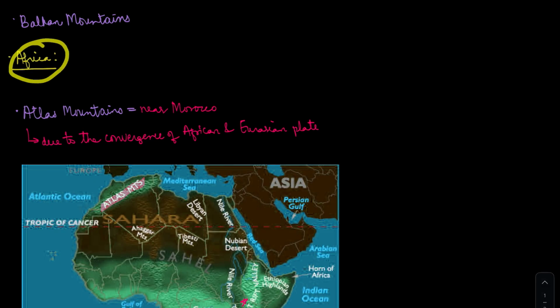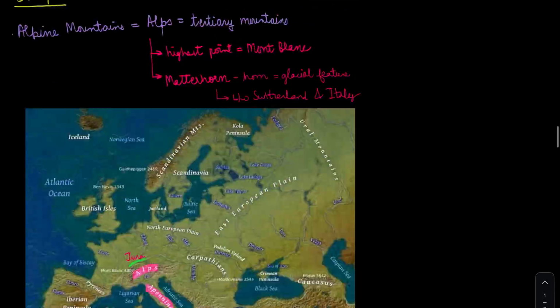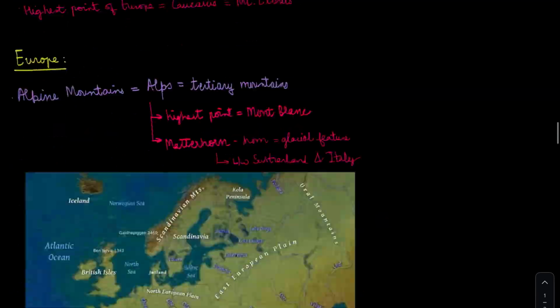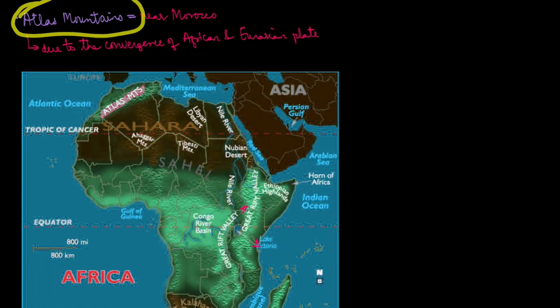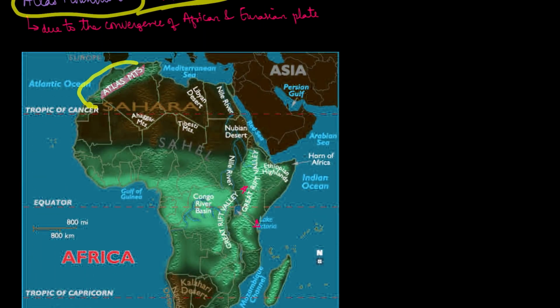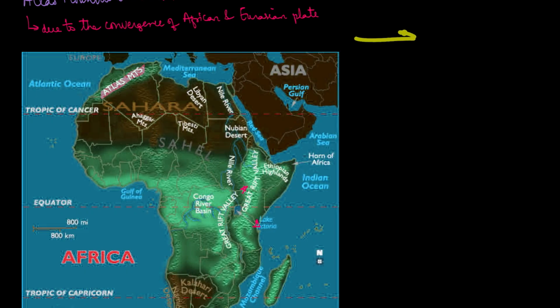Moving on to Africa. Africa houses the Atlas Mountains. These are also young fold mountains. So we are now reading about the young fold mountains. We have read about Asia, Europe. Moving to Africa. So Africa houses the Atlas Mountains, which are near Morocco. This is Morocco. So this is the Atlas Mountains. These are formed due to the convergence of the African and Eurasian plates. So this right over here, this small gap, is called the Strait of Gibraltar, which basically separates the continents of Europe and Africa. So these Atlas Mountains were formed because of the convergence of the African and the Eurasian plates. So these are in Morocco.